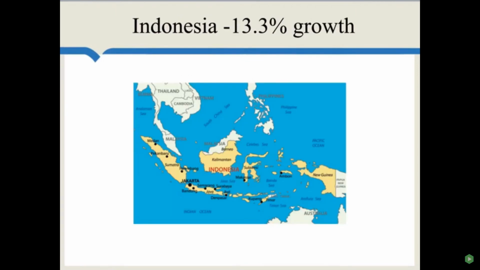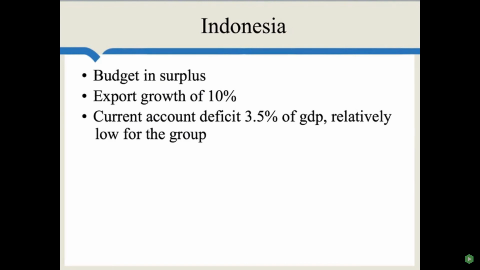Arguably, the crisis hit Indonesia the hardest, where for a while we were seeing a growth rate of more than negative 13%. The history of Indonesia here also reflects some of the more puzzling features of the crisis. So, for instance, in Indonesia, the government budget was in surplus, not deficit. The country was seeing export growth of about 10%, which, of course, is extremely healthy. And yes, they did have a current account deficit of about 3.5% of GDP. Obviously, in retrospect, that seems too high, but it was relatively low for the group. And prior to the crisis arriving, it was not obvious to most outside observers that this was going to be a sign of major trouble.